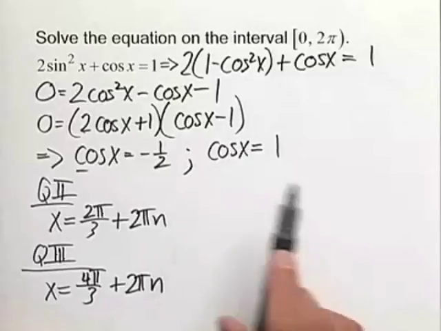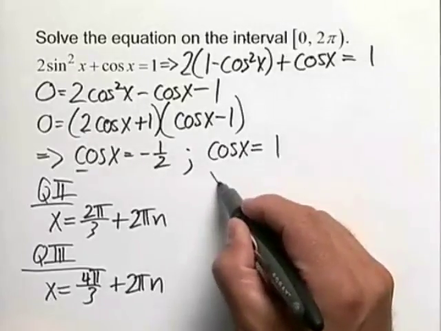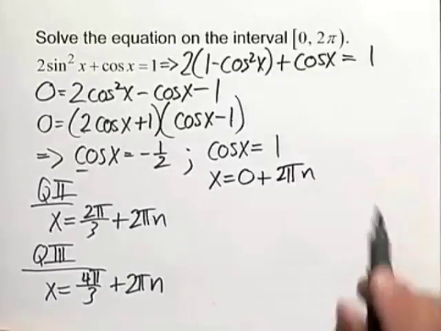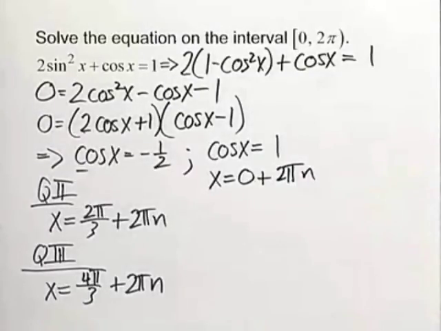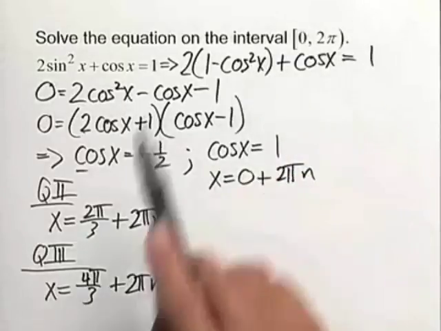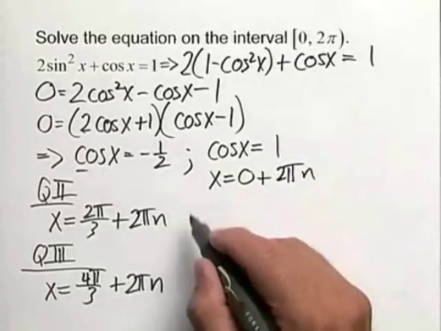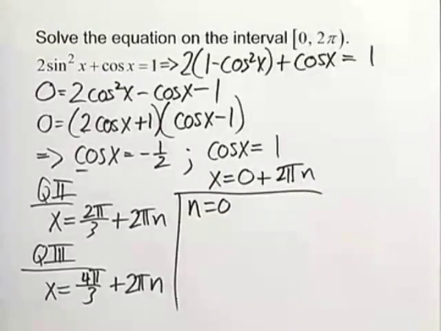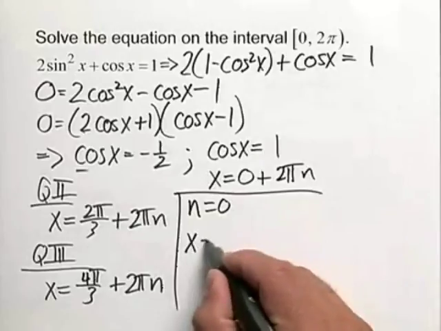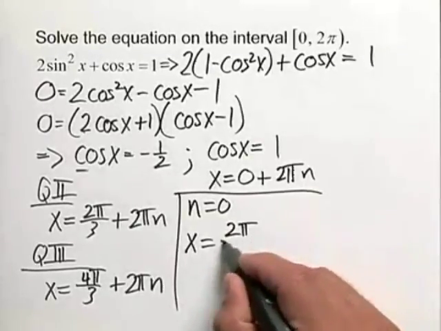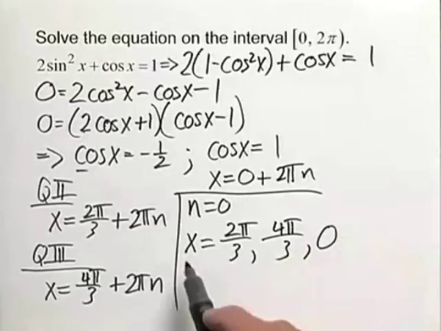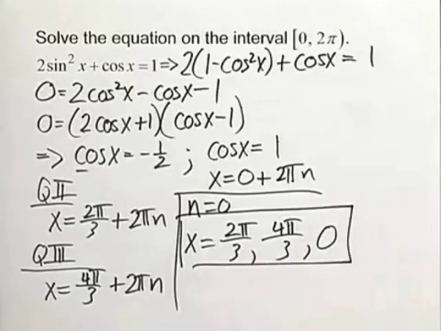Now let's look at the cosine of x. The cosine of x is equal to 1 at one point, x equals 0 radians, plus, again, addressing the periodicity of 2 pi n. Note that any n value other than 0 will take our solutions outside the interval, so we can plug in n equals 0 into all 3 of these. And from our potential solutions, we come up with the following. X is equal to 2 pi thirds, 4 pi thirds, and then finally 0. So these are the 3 solutions for our trig equation.